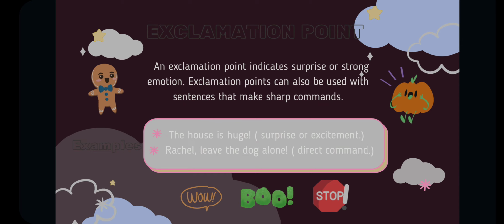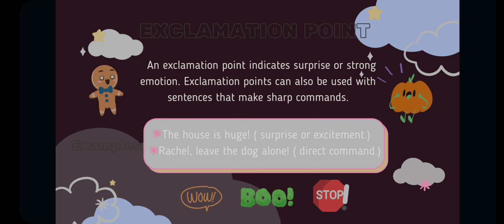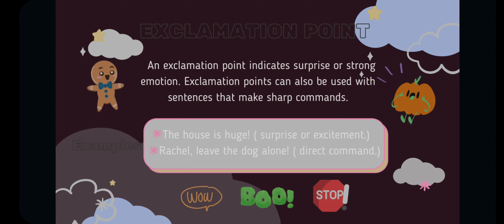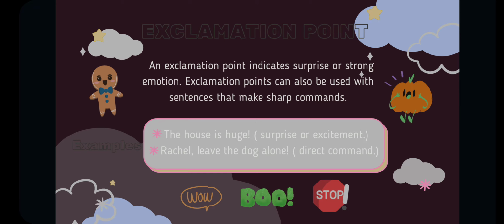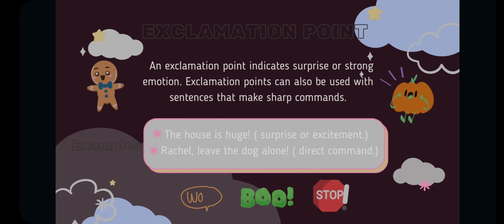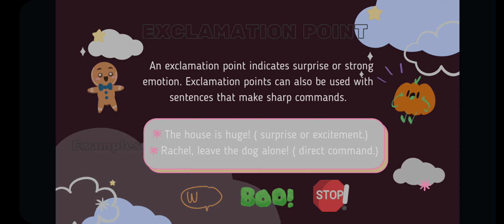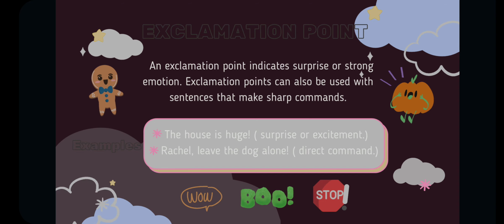Now let's check the use of the exclamation point. The exclamation point, also sometimes referred to as the exclamation mark, especially in British English, indicates surprise or strong emotions. This can also be used with sentences that make sharp comments. Let's check some examples. The house is huge! The speaker in this sentence is indicating astonishment, surprise, or excitement.